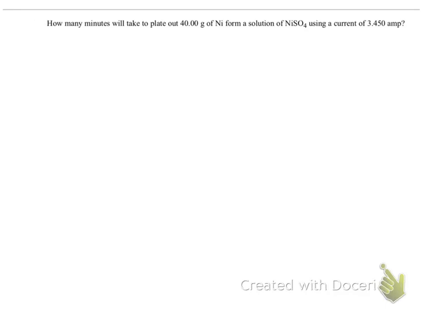Okay, so we're going to be dealing with equations that represent electric current today. The first problem that we're going to look at is how many minutes it will take to plate out 40 grams of nickel to form a solution of nickel sulfate using a current of 3.450 amperes.